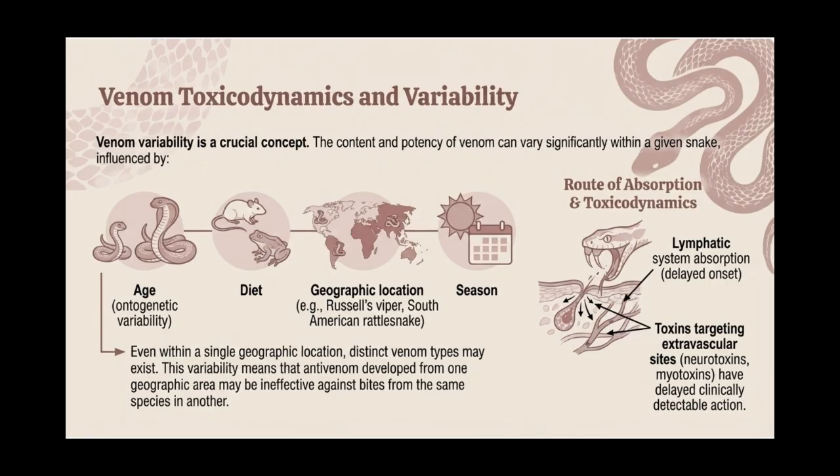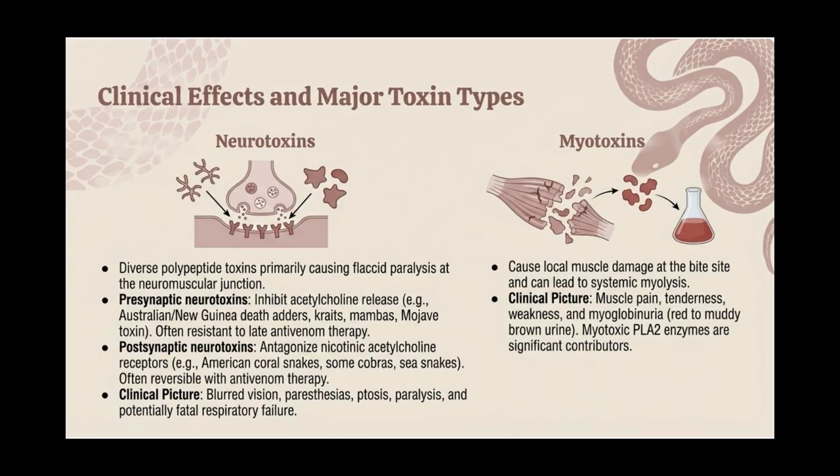Toxins targeting hemostasis or causing hemorrhage and nephrotoxins can quickly reach their targets once in circulation. However, toxins like neurotoxins and myotoxins, which target extravascular sites, may have a delayed onset of clinically detectable action. Snake venoms typically cause a wide range of clinical effects, which can be broadly classified based on their primary toxic activity.